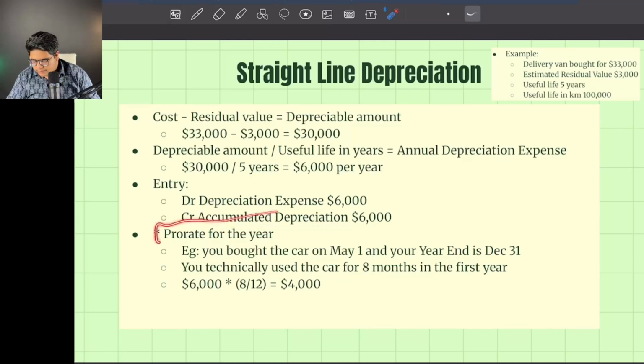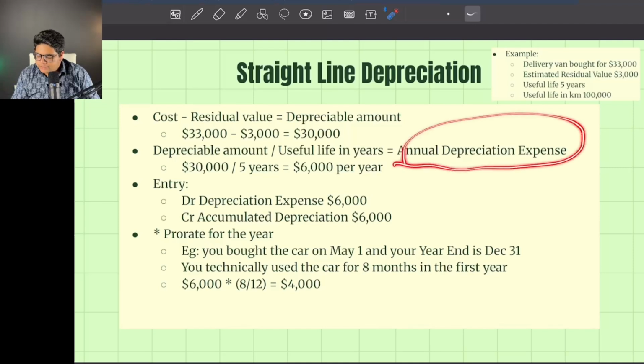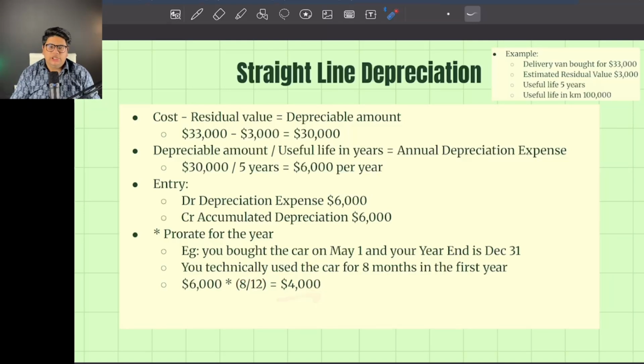So you need to prorate this for the year. Let's say you bought this car on May 1st and the year end is December 31st. You've technically only used the car for 8 months in the first year. So therefore you take the annual depreciation expense, which we calculated to be $6,000, and you multiply it by the total amount of time you used it in a year. In this case, you used it for 8 months out of the 12 possible months in a year. So it becomes $4,000 of depreciation expense that you can write off. This is straight line depreciation.